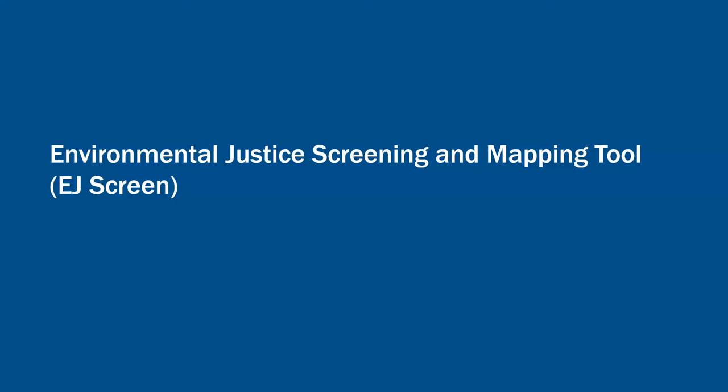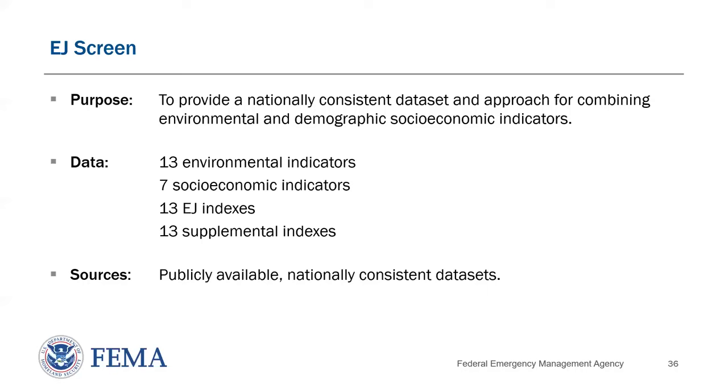Okay, the next tool I'm going to talk about is the Environmental Justice Screening and Mapping Tool, or EJ Screen. Next slide. This is EPA's Environmental Justice Mapping and Screening Tool. It's been around for a while. It was recently updated, and it provides EPA with a nationally consistent data set and approach for combining environmental and demographic socioeconomic indicators. Similar to CGS, all the EJ screen indicators are publicly available data.